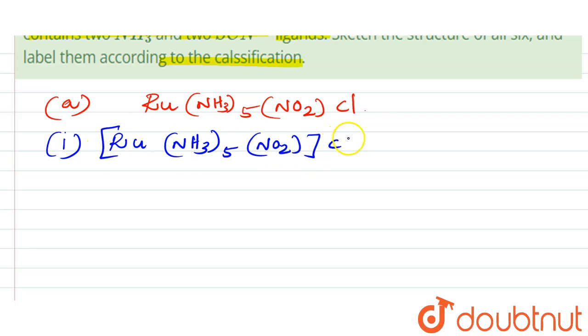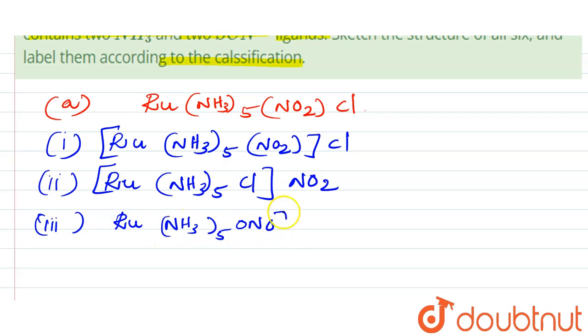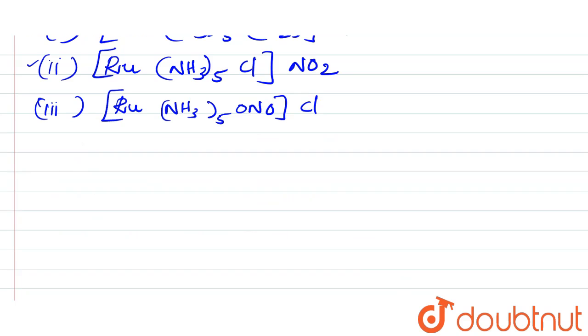Okay, so the possible constitutional isomers of this compound are, the first one [Ru(NH3)5NO2]Cl, and the second one we can write as [Ru(NH3)5Cl]NO2, and the third one [Ru(NH3)5ONO]Cl. Okay, so these are the 3 constitutional isomers of this compound, and in these compounds, the first one and the second one are examples for ionization isomers.